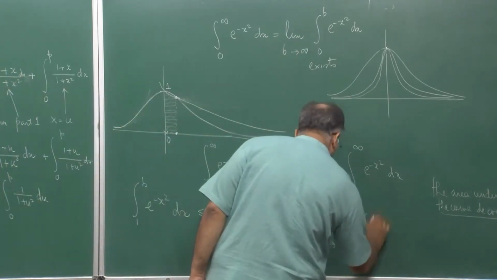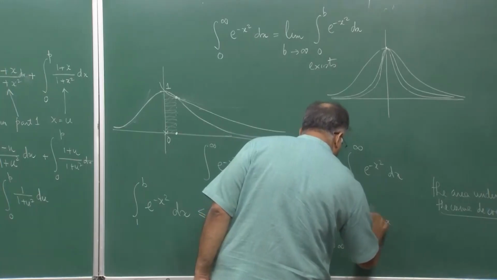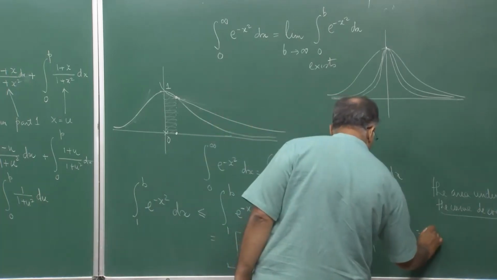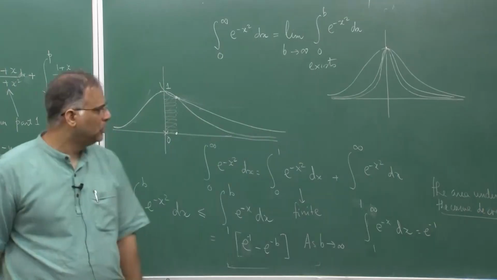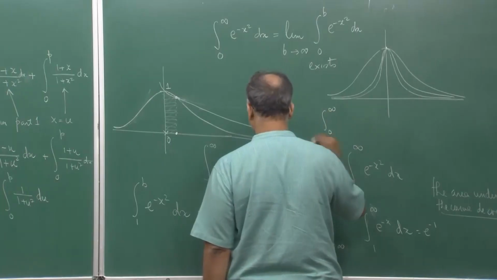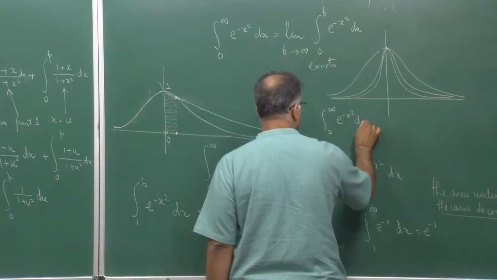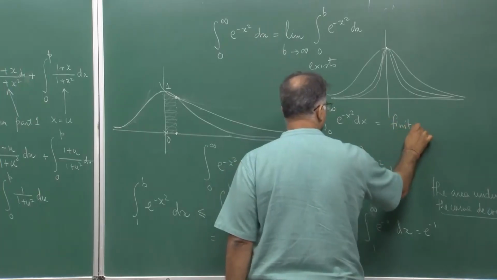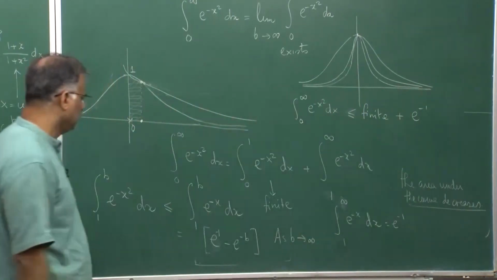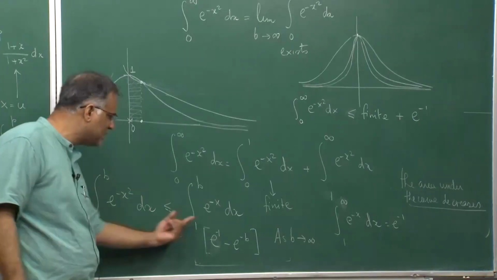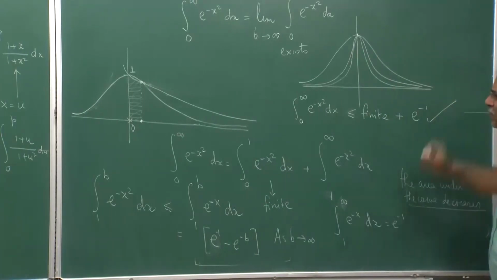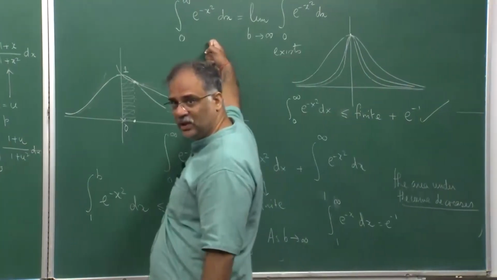Then the integral 1 to b e to the power minus x, 1 to infinity e to the power minus x dx, is equal to e to the power minus 1, that is the answer. Which means that 0 to infinity e to the power minus x square dx is some finite quantity, actually less than some finite quantity plus e to the power minus 1, because the integral of e to the power minus x square from 1 to b is less than or equal to this. So, when you take the limit, they will remain less than or equal to. So, hence this integral is actually convergent.